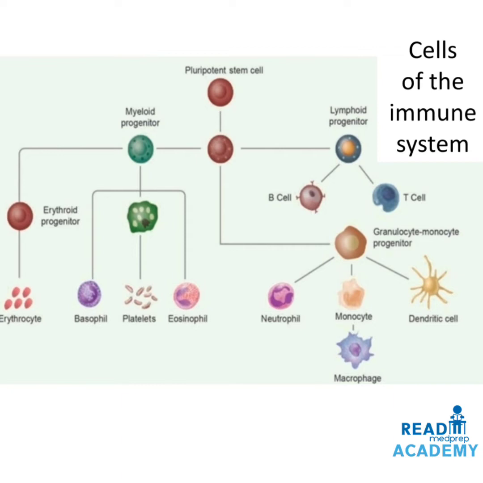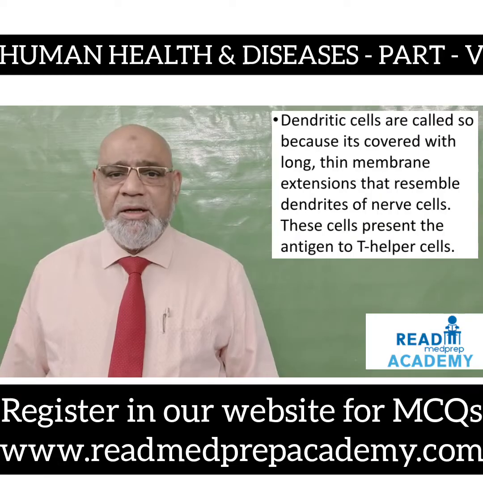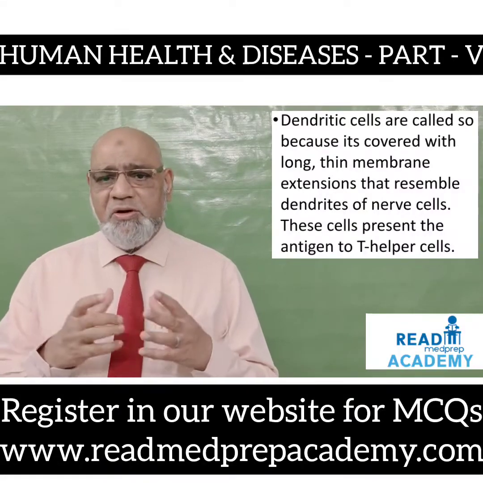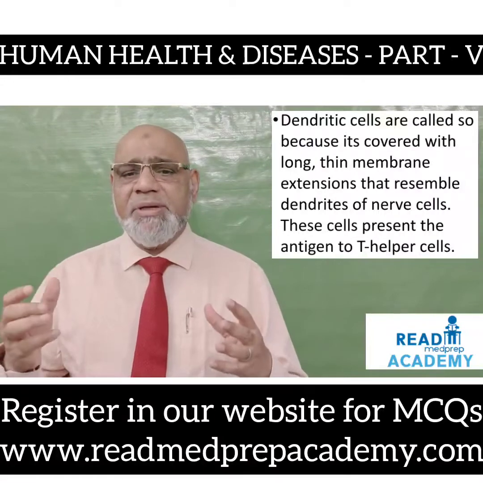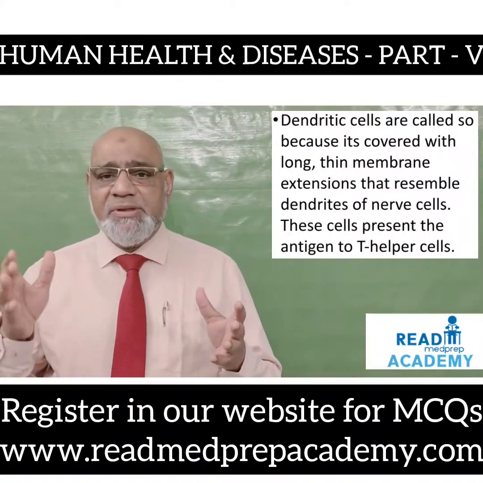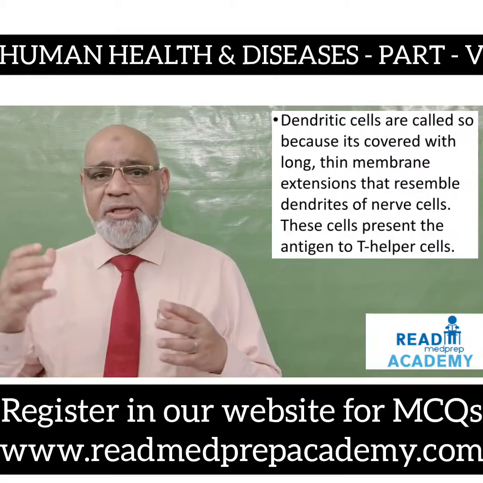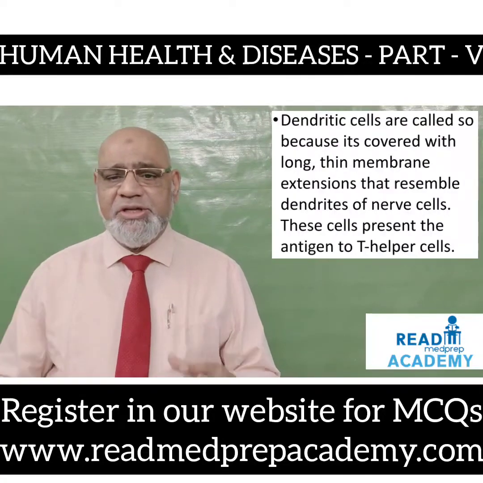The myeloid progenitor helps in the formation of basophils, platelets and eosinophils. The pluripotent stem cell gets transformed into a granulocyte monocyte progenitor and multiplies rapidly to produce a large number of neutrophils or monocytes, which help in the transformation into macrophages and the dendritic cells. The lymphoid progenitor that is formed from the pluripotent stem cell forms the B cell series and the T cell series. Dendritic cells are called so because they are covered with long thin membrane extensions that resemble the dendrites of the nerve cells. These cells present the antigen to the T helper cells.